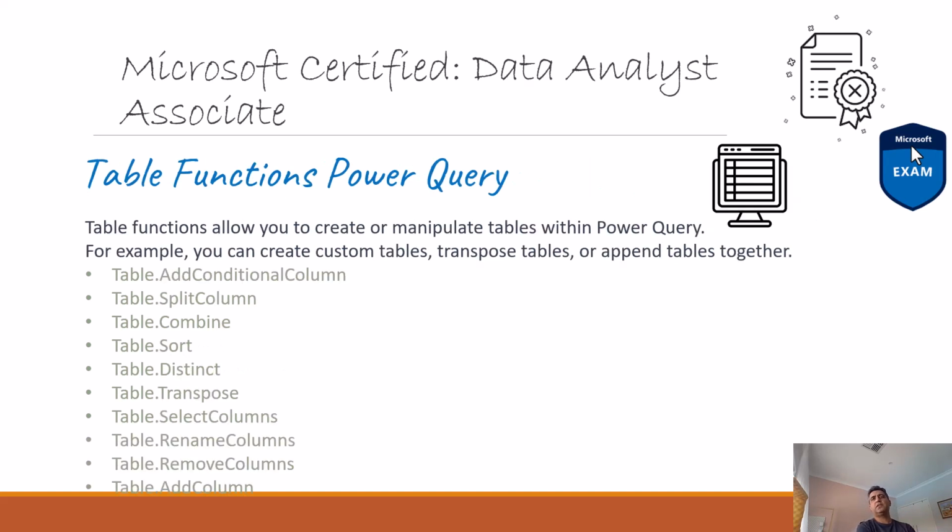Then there are table functions. You've seen them in the transform tab as well. They were mentioned under transform functions, but they're also under table functions. For example, Table.RenameColumns, RemoveColumns, and sorting based on a certain column. These are some of the table-level functions available with Power Query, and you can explore them as you go along.